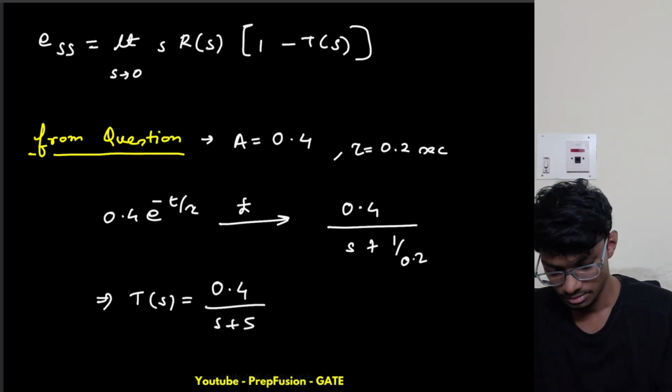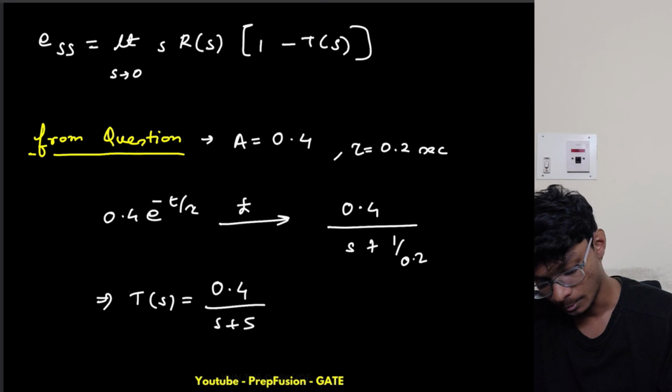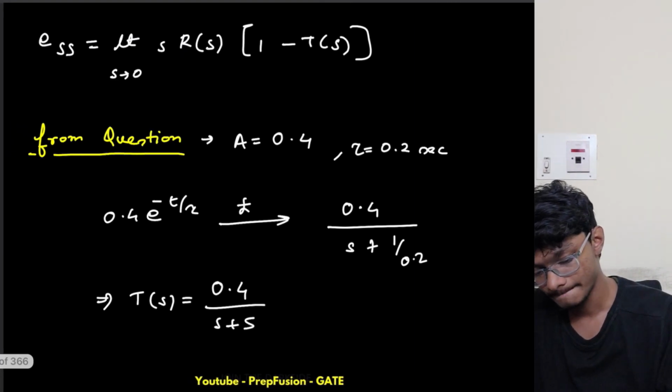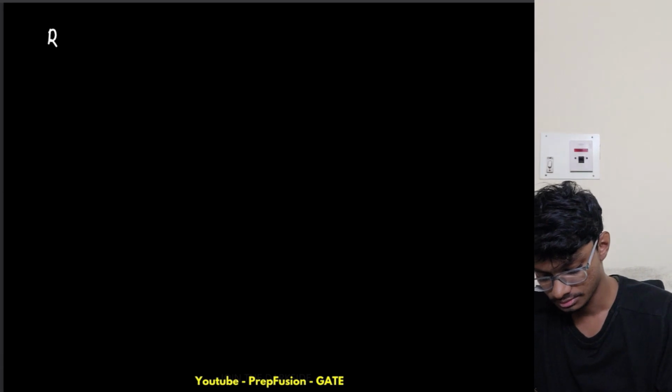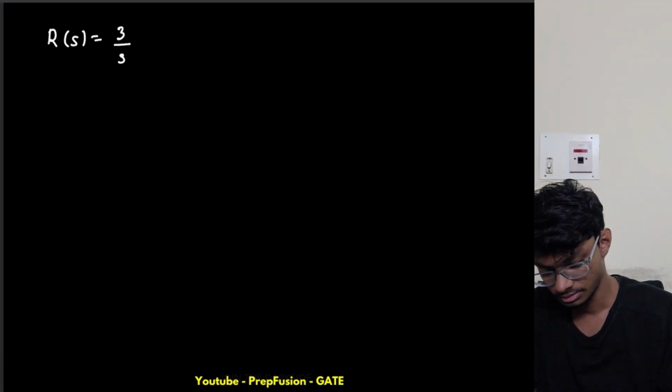Now let us apply our formula. My R of s is 3 by s.